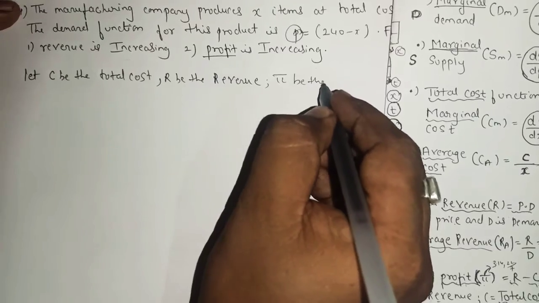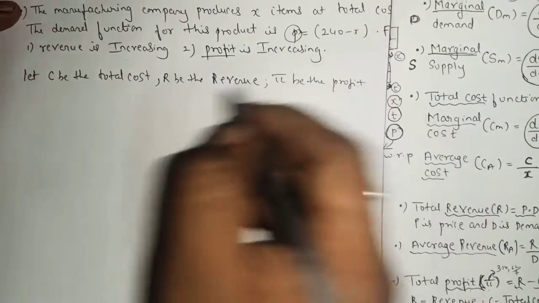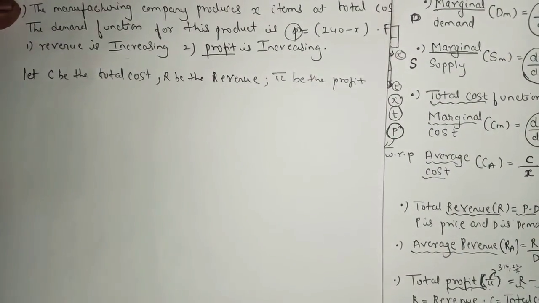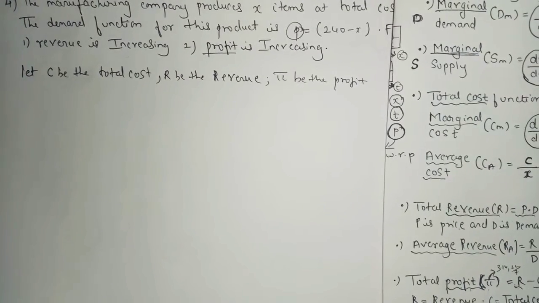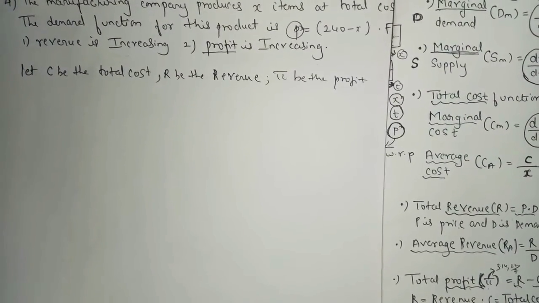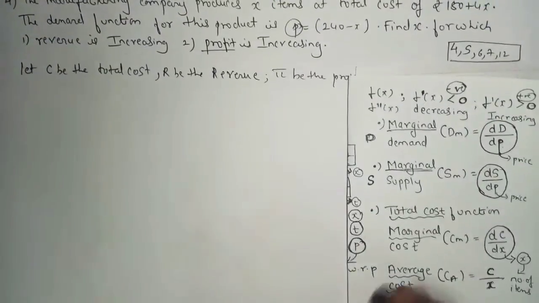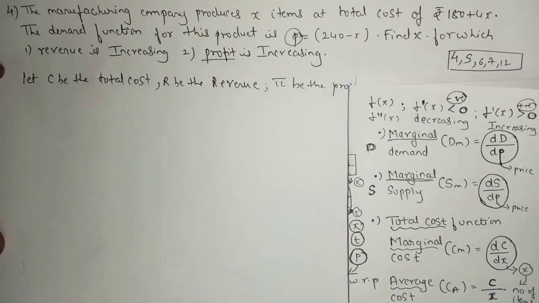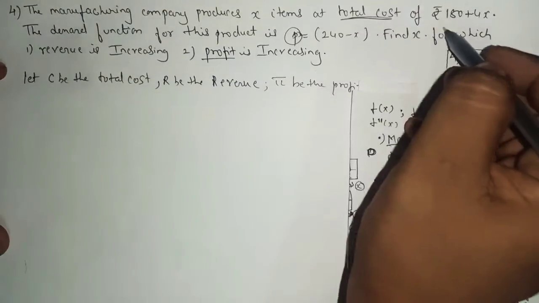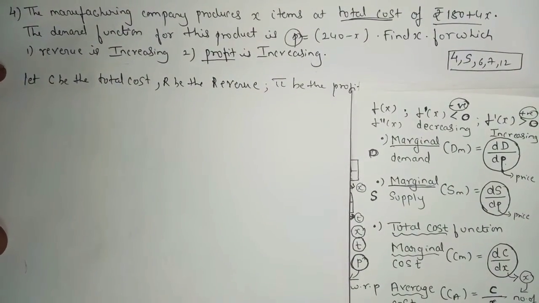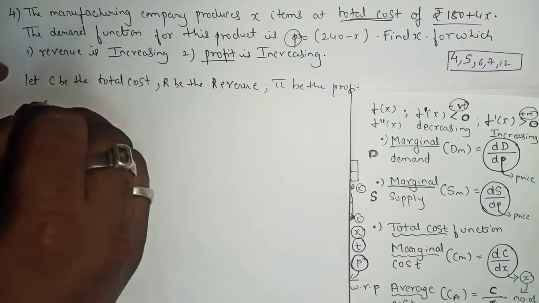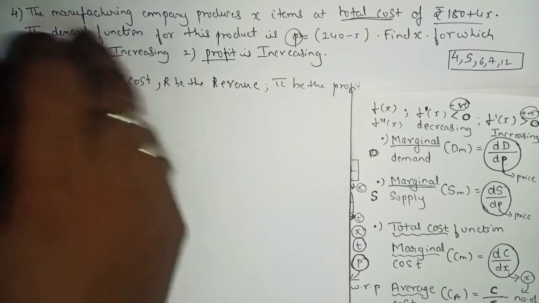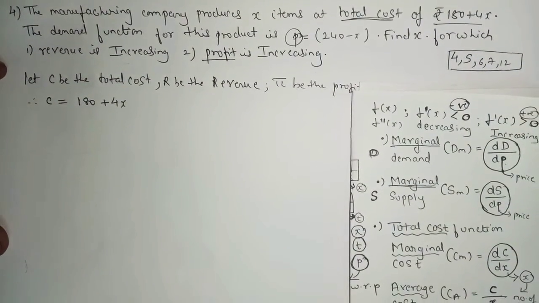Pi be the profit. So for total cost we'll take the symbol C, for revenue we'll take capital R, and for profit we'll take pi. As I told you, pi is just a symbol. Yes or no? Okay, so here it is clearly mentioned that the manufacturer company produces X items at total cost. So total cost is rupees 180 plus 4x. For total cost we took C, so C is 180 plus 4x, as it is given in the question.